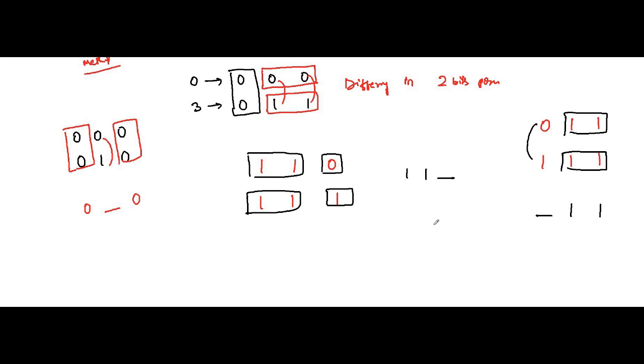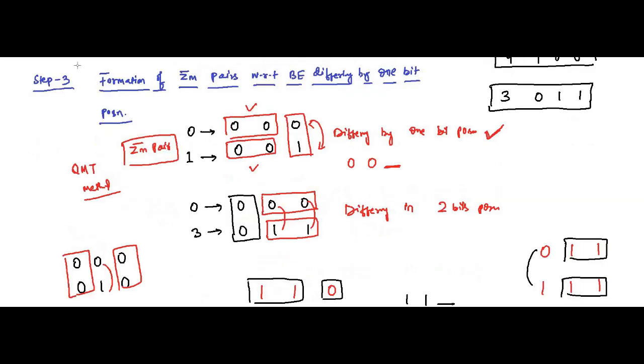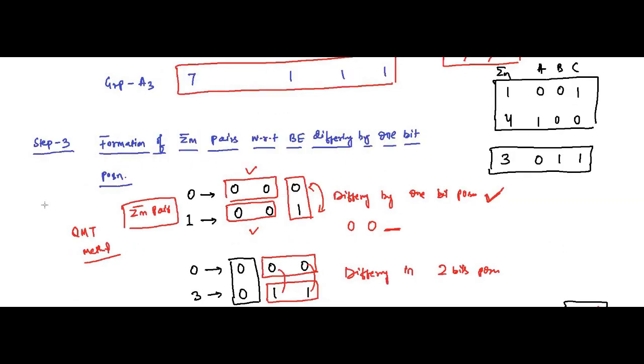So you are clear about what I mean by formation of Minterm pairs with respect to binary equivalents which differ by only 1 bit position, whether it is the middle bit, the LSB, the MSB or anywhere depending on the number of bits. It should only differ in one position, not 2 or 3. Okay, so you are clear about it. Let us erase all these.